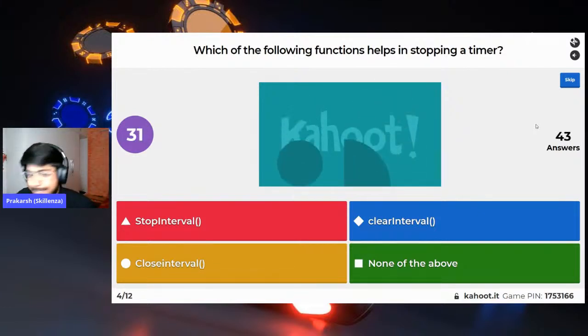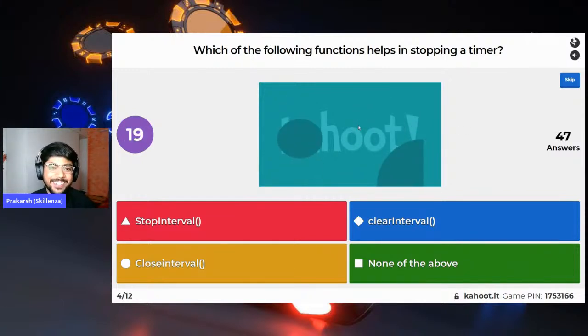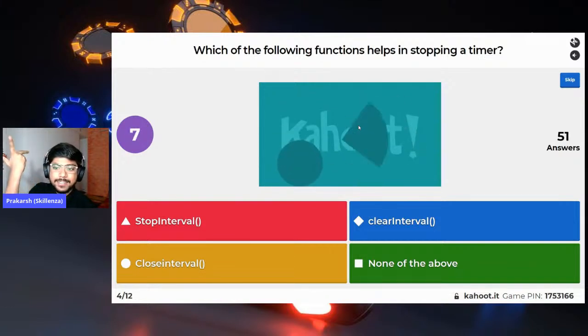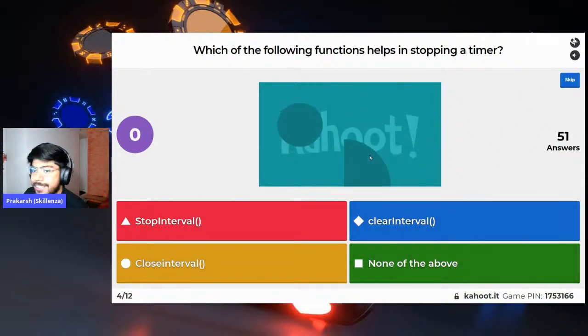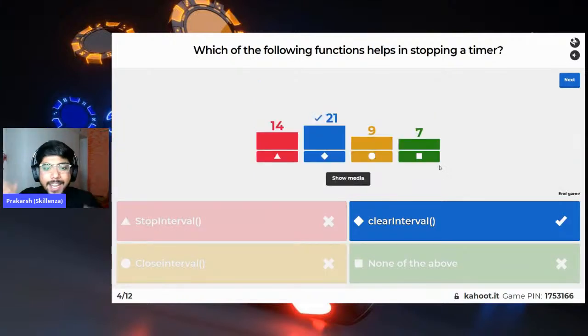One last time, can I please tell? It's on the screen, buddy. 1753 166. Call me anytime. Sorry for this lame joke. Prateek. Sir. I told you 1753 166. Arre bhai. ATM ka pin do kya?